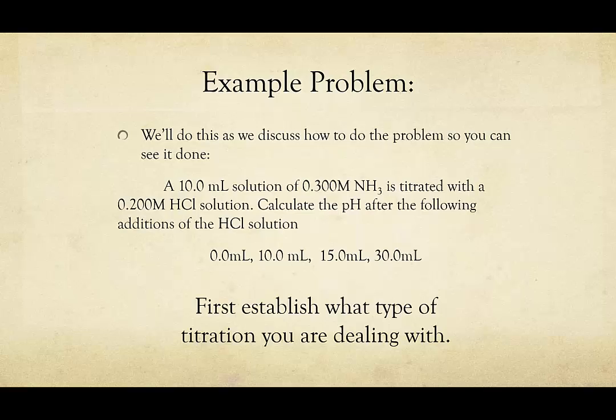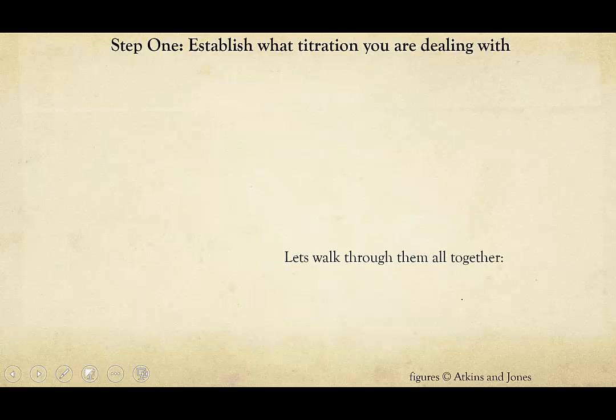Whenever we go to solve a titration curve, we need to establish which type of titration that we are dealing with so that we know how to continue the problem. In this case, we've started out with a weak base, and we're titrating it with a strong acid solution. Let's walk through all of them together though, because it's possible that if you were doing this in a different type of setting, maybe you have the curve and you don't know what the analyte is.